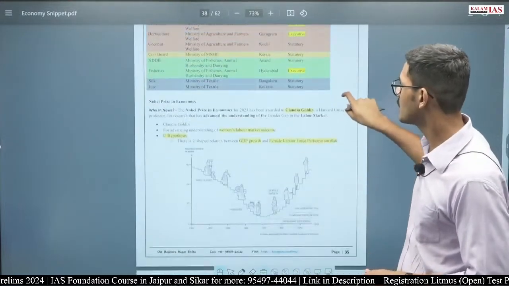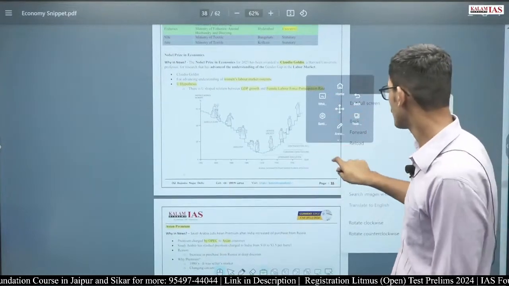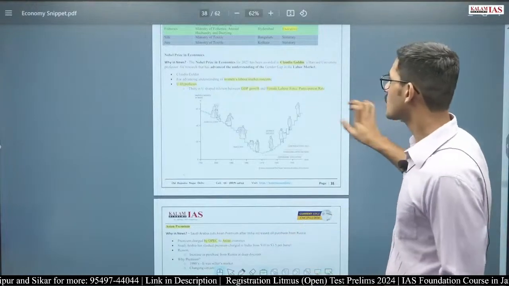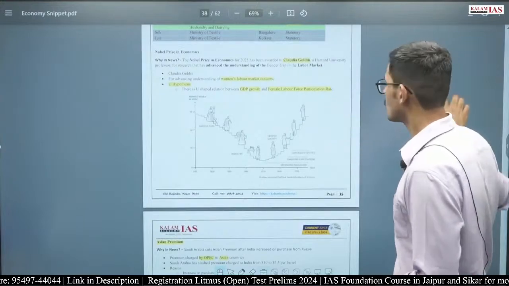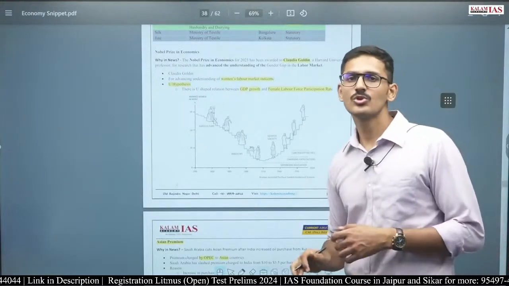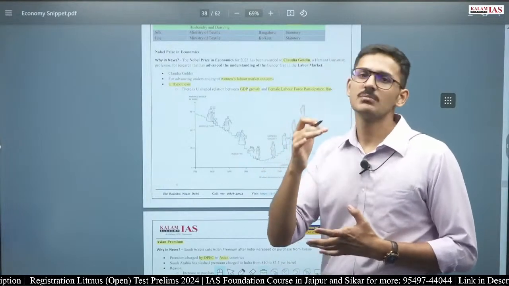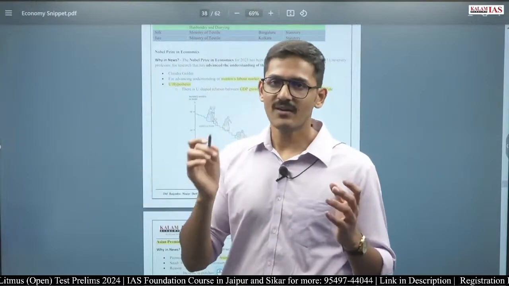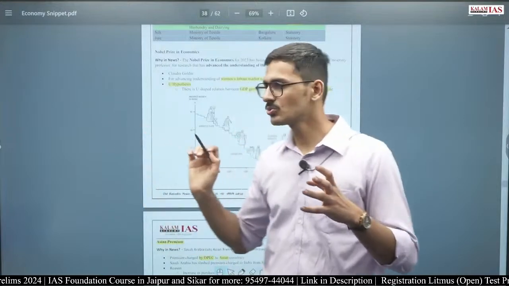The Nobel Prize in Economics was given to Claudia Goldin. It was given for her study on the female labor force participation rate, and she talked about the U hypothesis. The U hypothesis was also talked about in the Economic Survey 2019. So you should know what the U hypothesis is. The U hypothesis is basically a reduction in female labor force participation rate as the GDP of a country increases, and after a point of time, the female labor force participation again starts to increase.